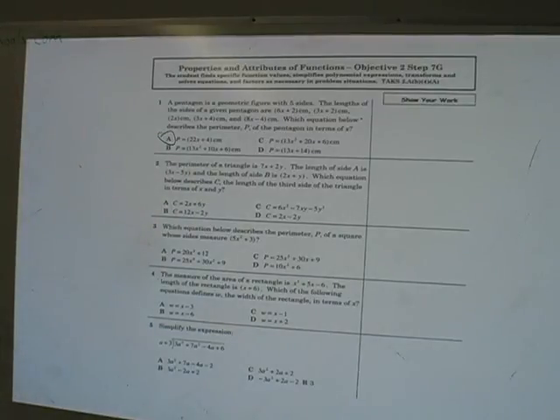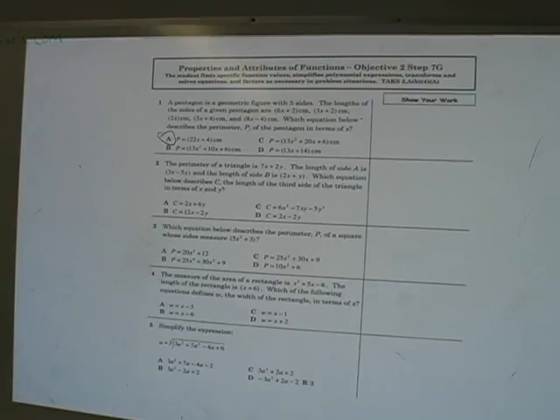Answer A. Number 2, they give you the perimeter of a triangle, 7x plus 2y. And then they give you the length of side A and the length of side B. And you've got to figure out what the third side is.